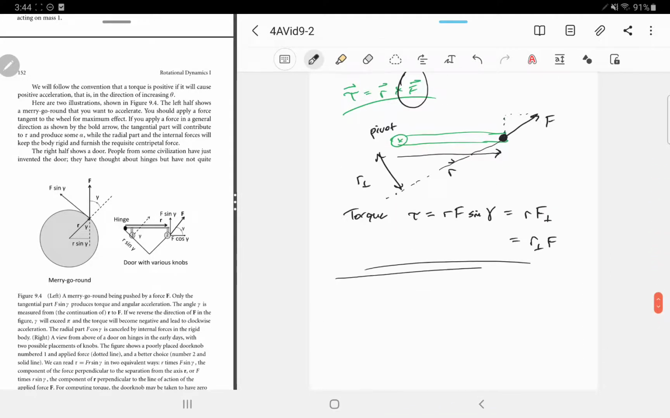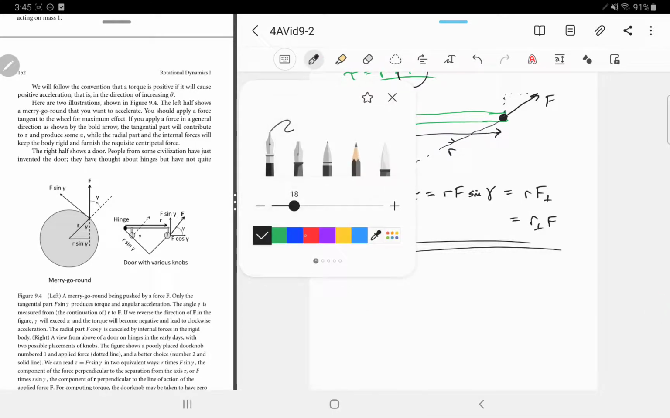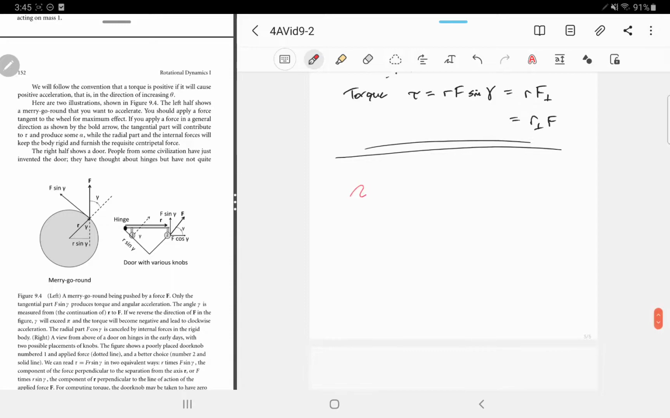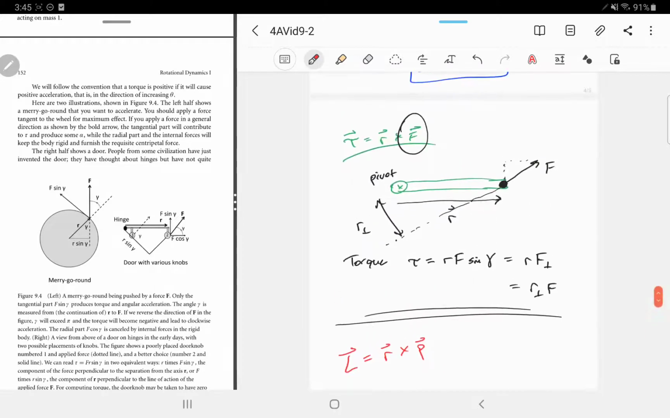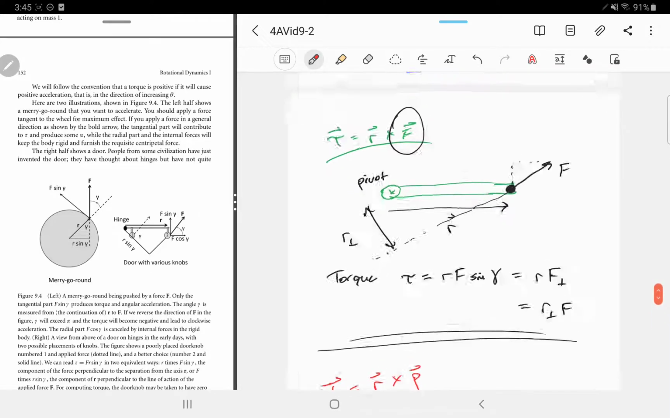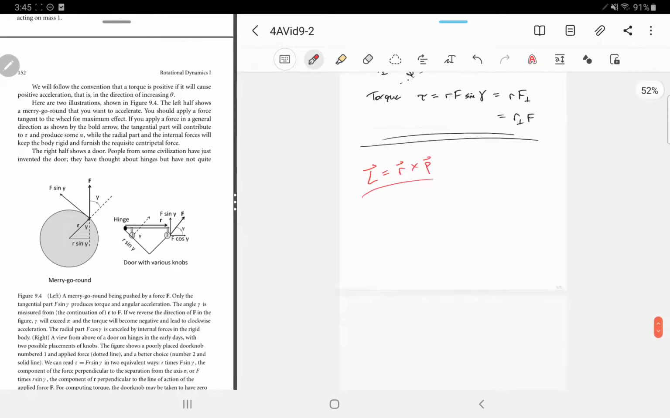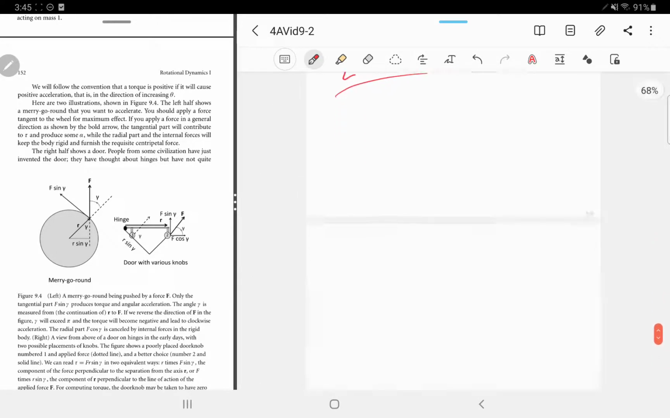Okay, so that's torque. Angular momentum in a few minutes. So angular momentum is r cross p, not r cross F, r cross p. And just like torque is the rotational analog of F and it's dealt with in Newton's second law, there are rotational versions of conservation of momentum, which is conservation of angular momentum, and we're going to explore that next chapter.